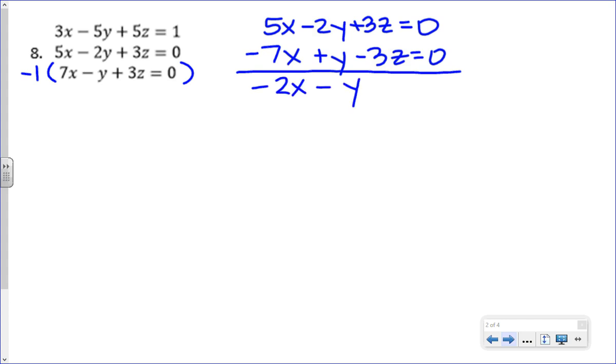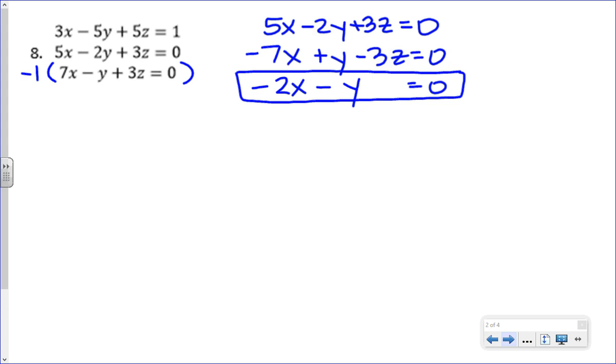Negative 2x minus y equals 0. And what I'm going to do, just for our reference, is box that because I know we're going to need to come back to it. Don't feel like you have to box it, but I'm going to so it sticks out up here. Now, we need to do that again with two different equations.